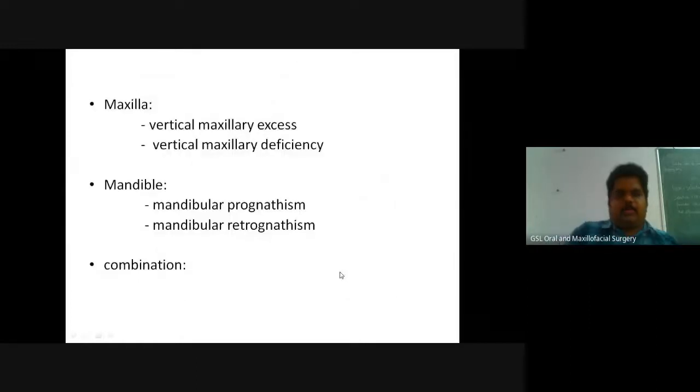Next, what are the things you concentrate on in facial symmetry with respect to the jaws. The maxilla can have vertical maxillary excess or vertical maxillary deficiency. Coming to the mandible, we have mandibular prognathism or mandibular retrognathism, or you may have a combination of maxilla and mandible both in the patient.